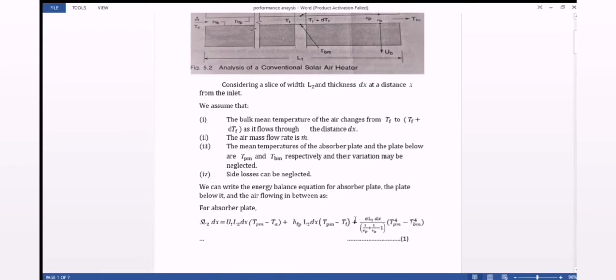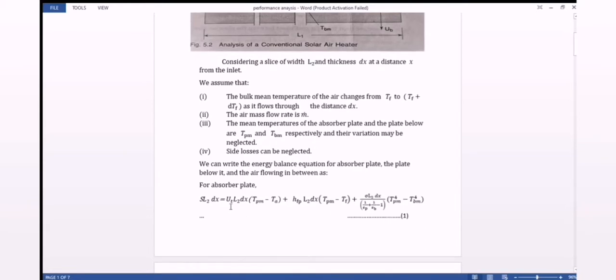We can write the energy balance equations for the absorber plate, the plate below it, and the air flowing in between as follows. For the absorber plate, the energy balance equation is S L2 dx equals UT L2 dx into (Tpm minus Ta) plus HFP L2 dx into (Tpm minus Tf) plus sigma L2 dx divided by (1 by epsilon P plus 1 by epsilon B minus 1) into (Tpm raised to 4 minus TBm raised to 4).